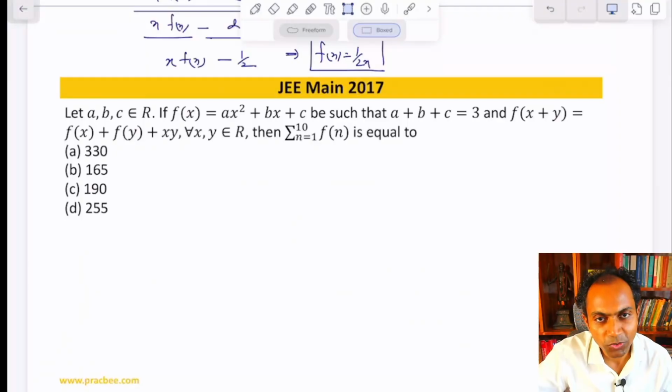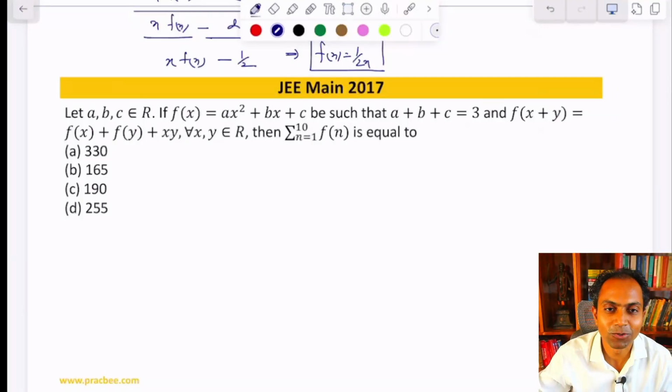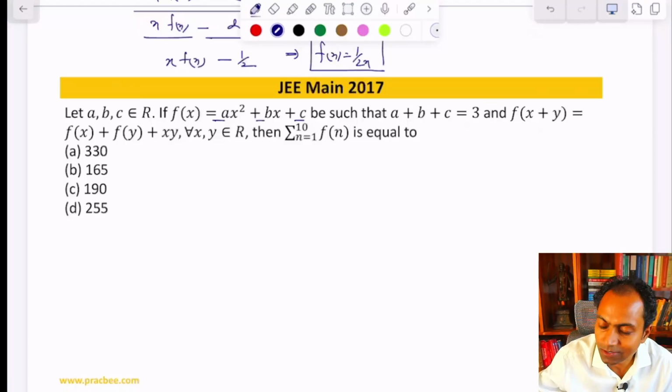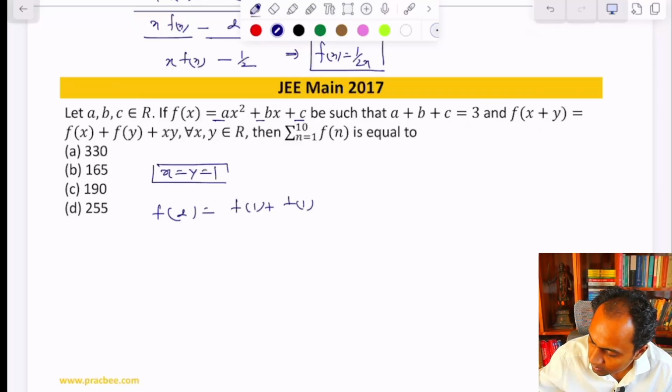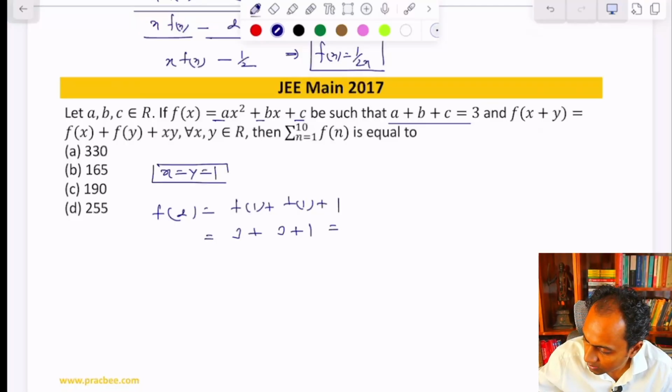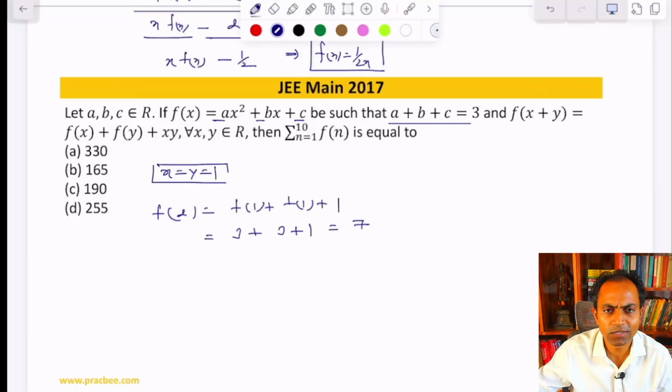Now if I look into this 2017 question, it is again based on substitution but of a different type. We have to figure out the value of a, b and c in this question in order to solve it. So what we can do is we can put the value of x and y as 1 first. If I do so, f of 2 would be equal to f of 1 plus f of 1 plus 1. Now we know that this value is given as 3. This value is also 3. This value is 1. So the answer comes out to be 7. This is the first part.